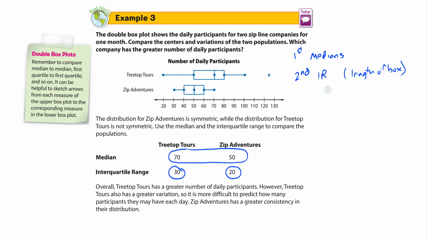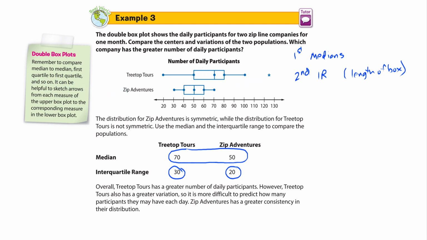Zip Adventures, the fact that its interquartile range is smaller, and the fact that it's nice and evenly distributed here. Look, this whisker, this side of the box, this side of the box, and this whisker are all the same length. That makes it more predictable. So evenly distributed, or at least as far as I can tell. We can't tell if it's perfectly symmetric because we don't know individual numbers, but the box plot looks nice and even. That is predictable. I have a better chance of guessing how many people are going to be there than this crazy spread out situation.